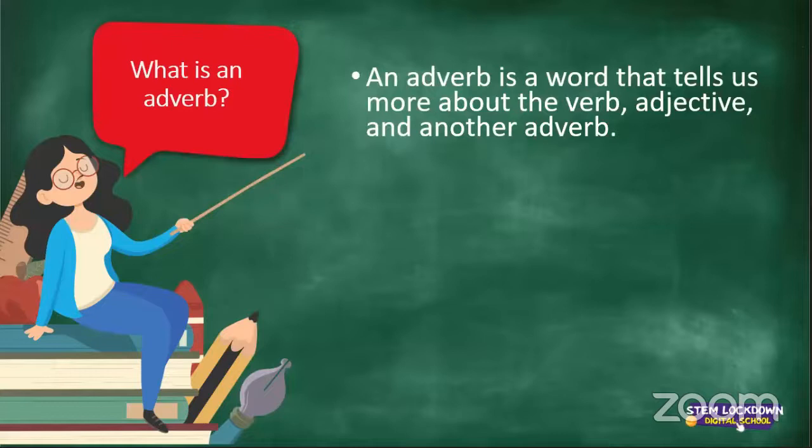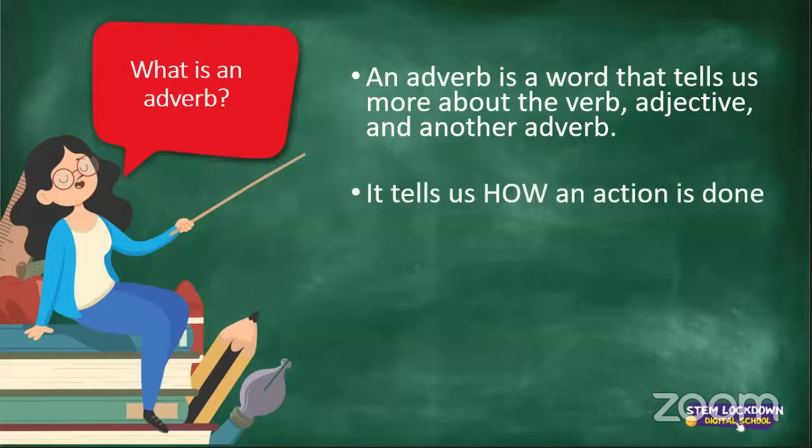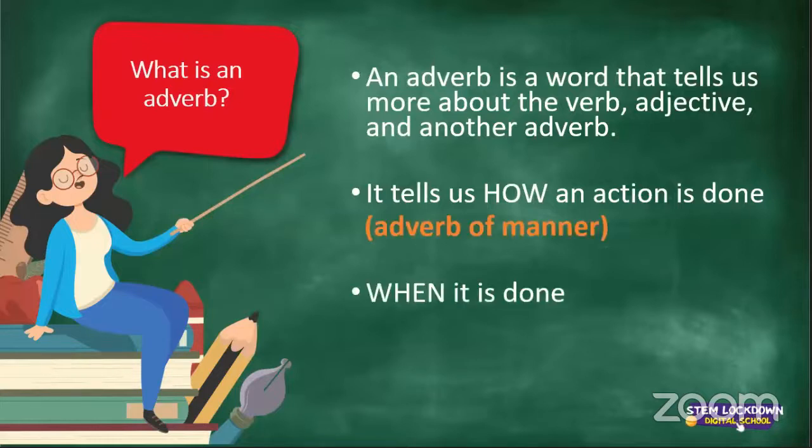An adverb will tell us how an action is done. This is called an adverb of manner. An adverb can tell us when an action is done. And this is called an adverb of time. An adverb can tell us where an action is done. And this is an adverb of place. I'm going to give you examples of all of these just now. Okay, I just want to tell you what an adverb is first.